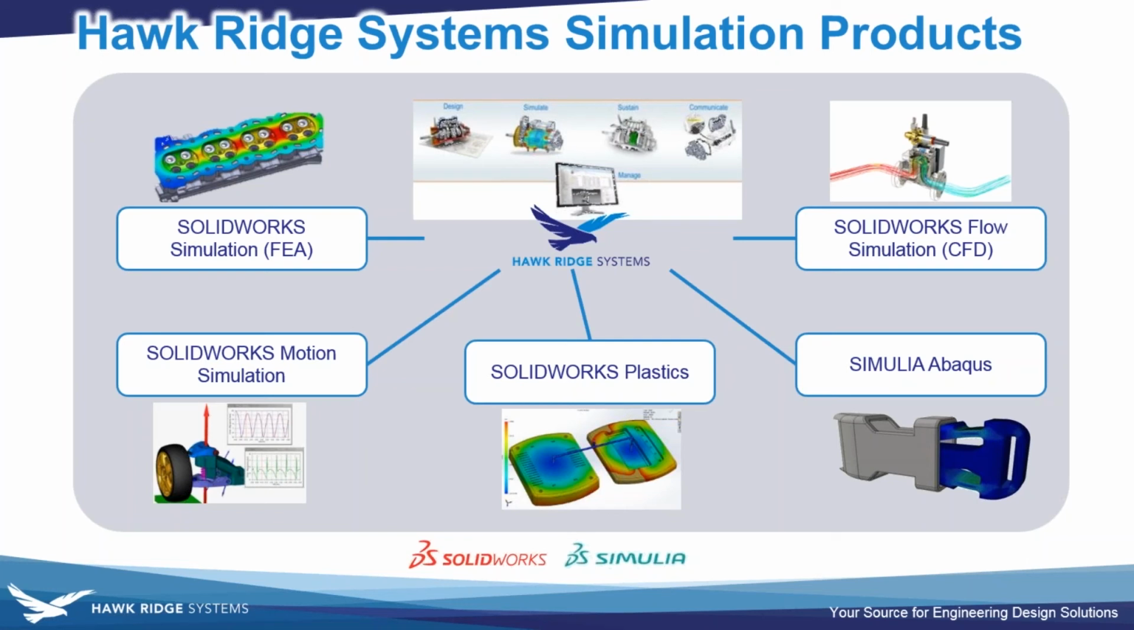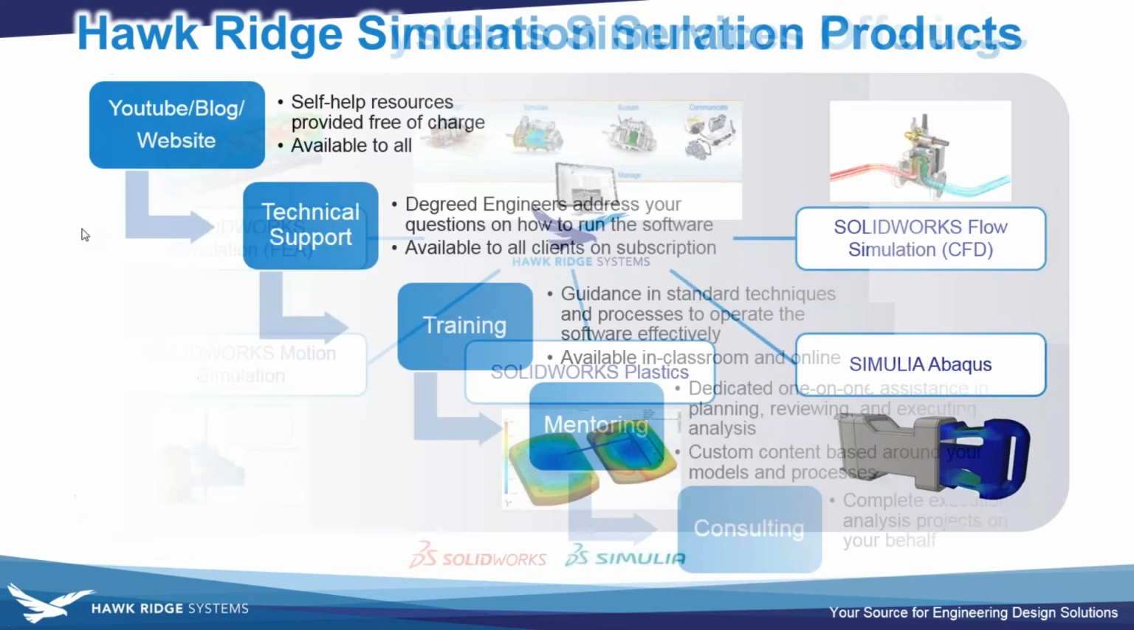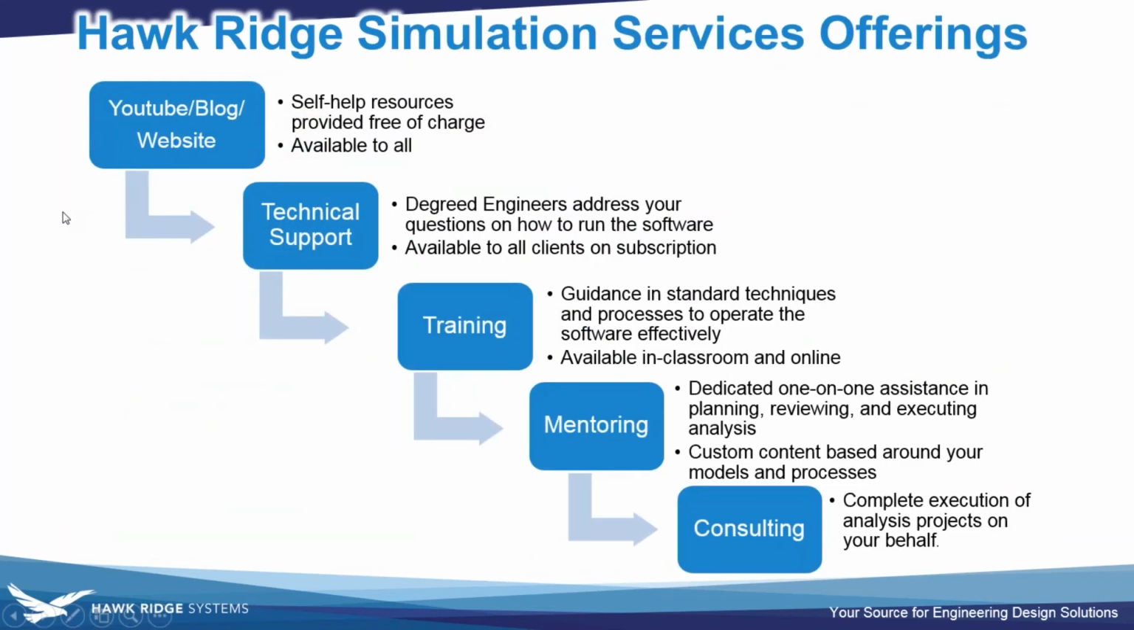As you're probably aware, the CAD tool that we provide at Hawkridge Systems is SOLIDWORKS, and so of course we also provide the built-in analysis tools that are part of SOLIDWORKS, such as SOLIDWORKS Simulation, the stress analysis tools, SOLIDWORKS Flow Simulation, which is our CFD tool, SOLIDWORKS Plastics, and SIMULIA Abaqus, which is more of a dedicated analyst tool that's also from Dassault Systemes. So we're going to look at a sort of trade-off of these different products and when you might go to one or the other.